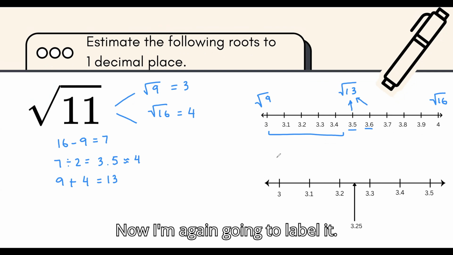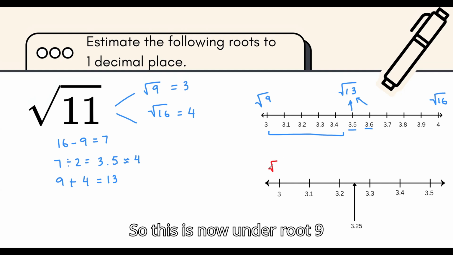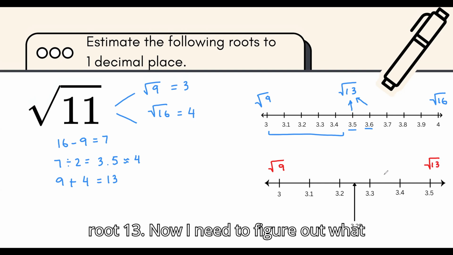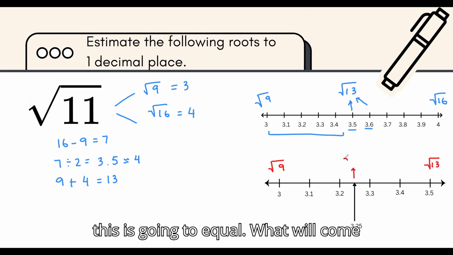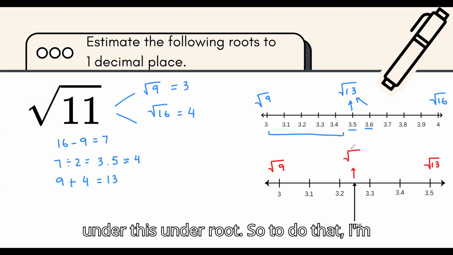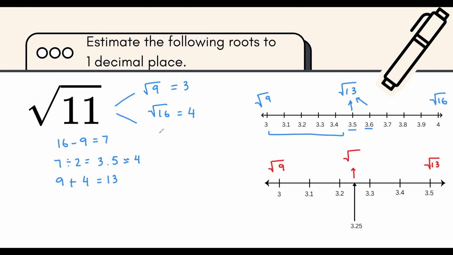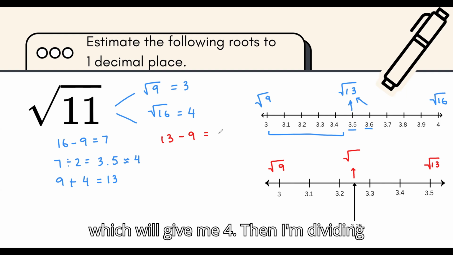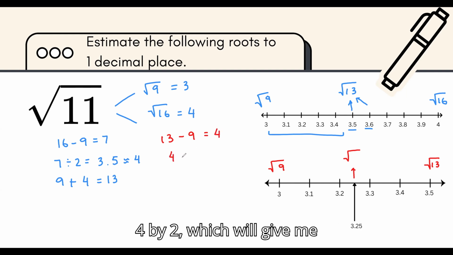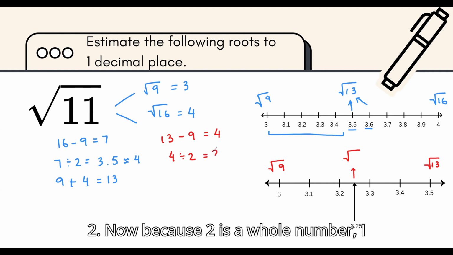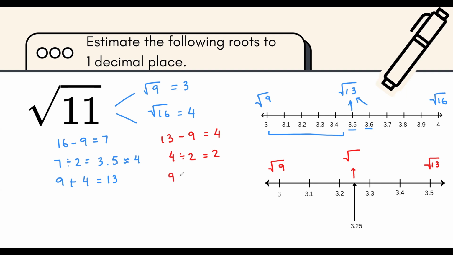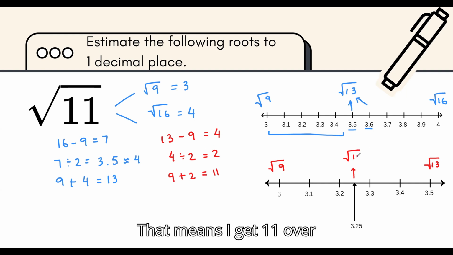Now I'm again going to label it. So this is now under root 9 and this is under root 13. Now I need to figure out what this is going to equal. What will come under this under root? To do that, I'm going to do the whole process again. So I'm going to do 13 minus 9, which will give me 4. Then I'm dividing 4 by 2, which will give me 2. Now because 2 is a whole number, I don't need to round it, like I rounded 3.5. And I'm going to add 2 to 9, which will give me 11. That means I'll get 11 over here.